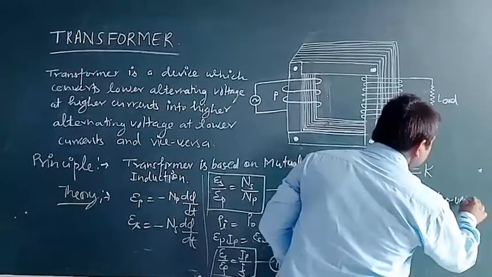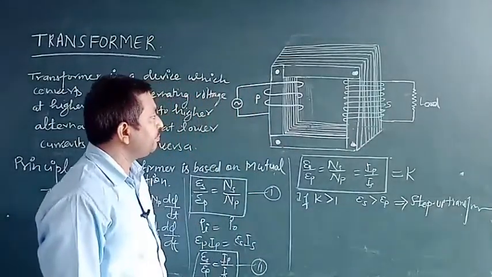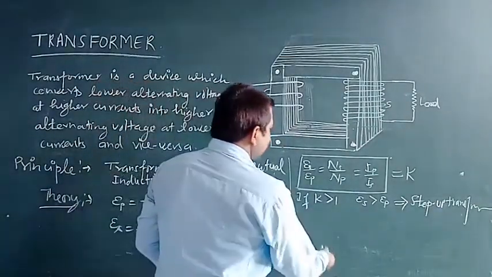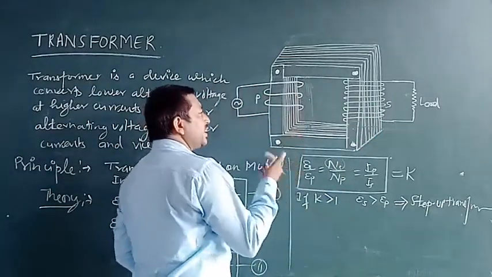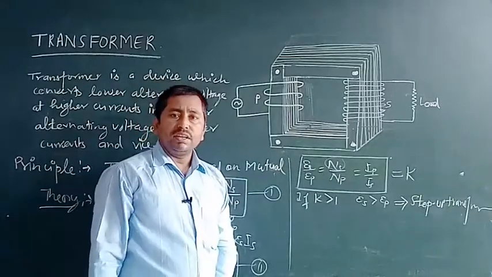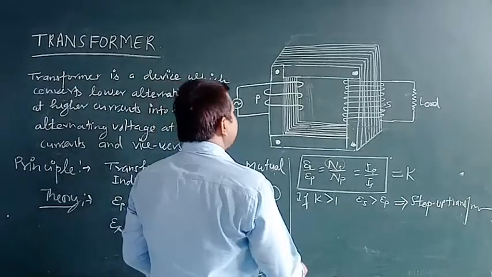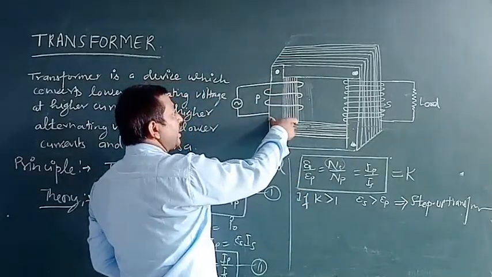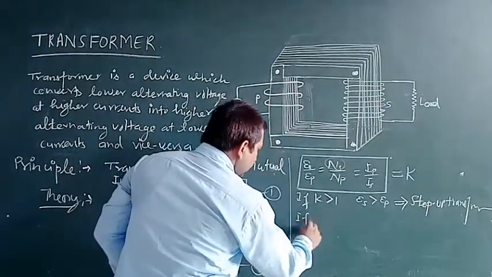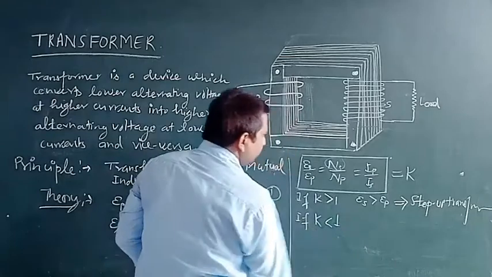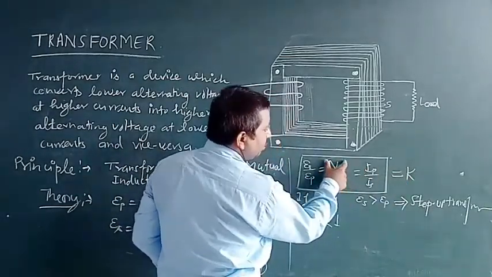Step up transformer. In the case of a step up transformer, if we increase the number of turns in the secondary coil in comparison to the primary coil, then the transformer is known as a step up transformer. But if we make the number of turns in the primary coil larger than the number of turns in the secondary coil, then K is less than 1, because the number of turns in the primary coil is larger than that of the secondary coil.